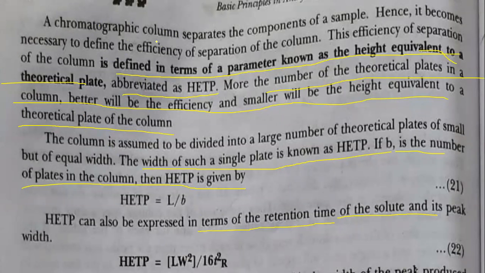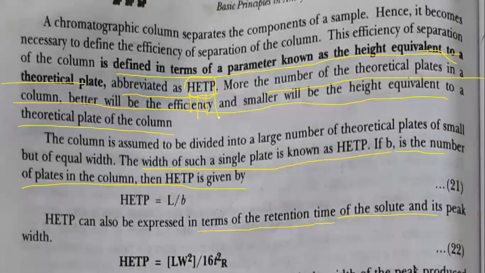Okay, so a chromatographic column separates the components. The components in the sample are separated, and hence it becomes very necessary to define the efficiency of the separating column. So efficiency is defined in terms of a parameter known as height equivalent to theoretical plate. In short, we can say HETP. Remember this, HETP: height equivalent to the theoretical plate.